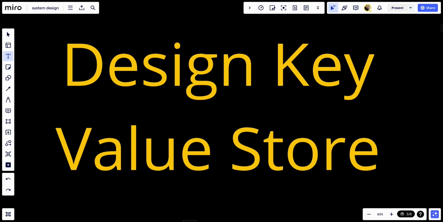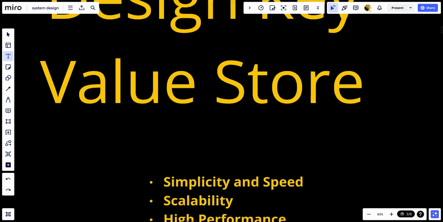So when you have been asked to design a specific system, the first thing you need to know is what this system is and what specific problem it solves, because otherwise you will not be able to solve this problem. A key value store is a type of non-relational database that stores data as a collection of key value pairs, where a key serves as a unique identifier to access its corresponding value. This model provides a straightforward and efficient way to store and retrieve data.